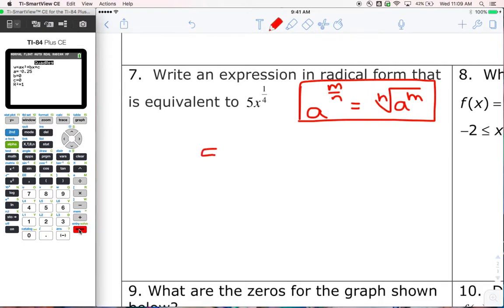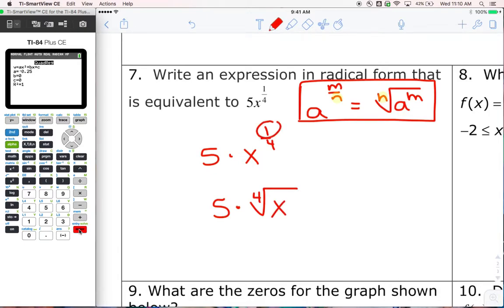So first, let's separate 5 times x to the 1/4, right? Because this is the only expression that needs fixing. Sorry about the bell. So we're going to say 5 times, and then we're going to switch this. Okay, the bottom number, right? The bottom number goes as the index. So we're going to say 4 in that little spot right there.